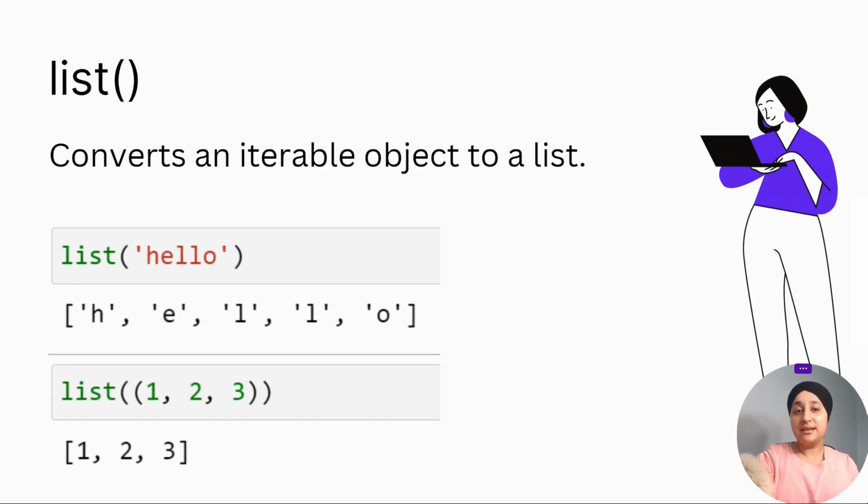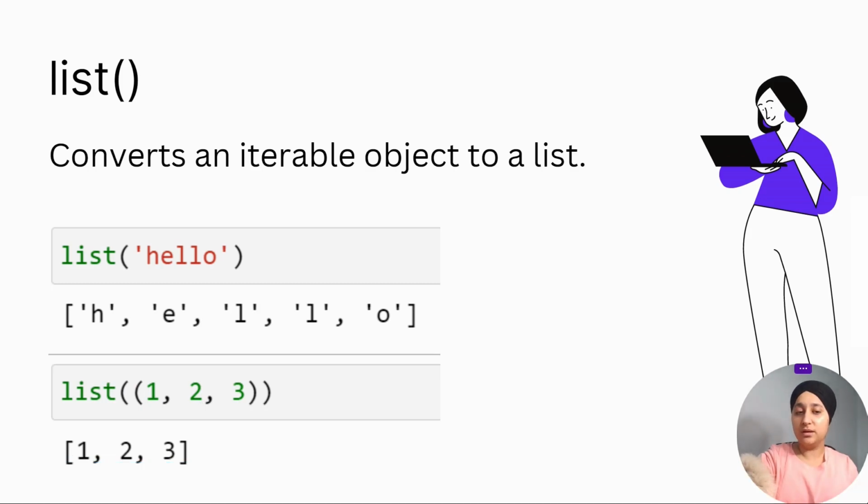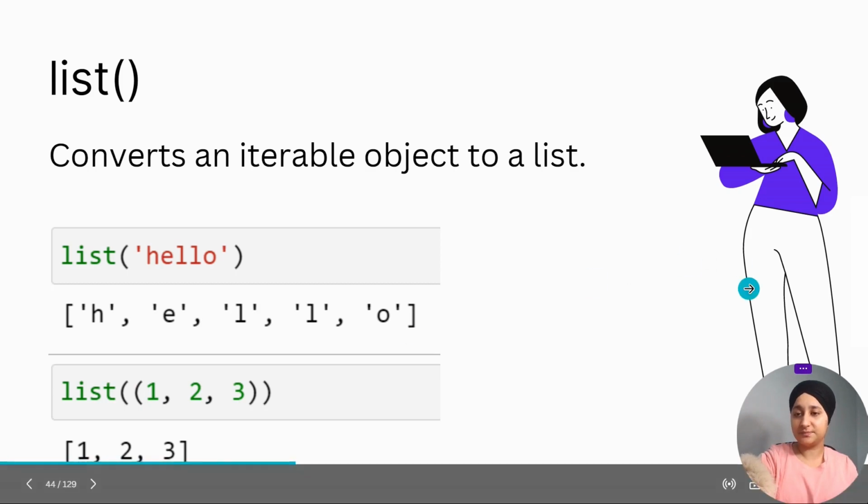The list function converts an iterable object to a list. Worth noting is that this will convert an iterable object, so make sure whatever you're passing as an argument within the list function is an iterable object, right? Here a string is an iterable object, so this is converted to list. This is the output. In the second case, we are passing a tuple, and the tuple will be converted to list using the list function, right?